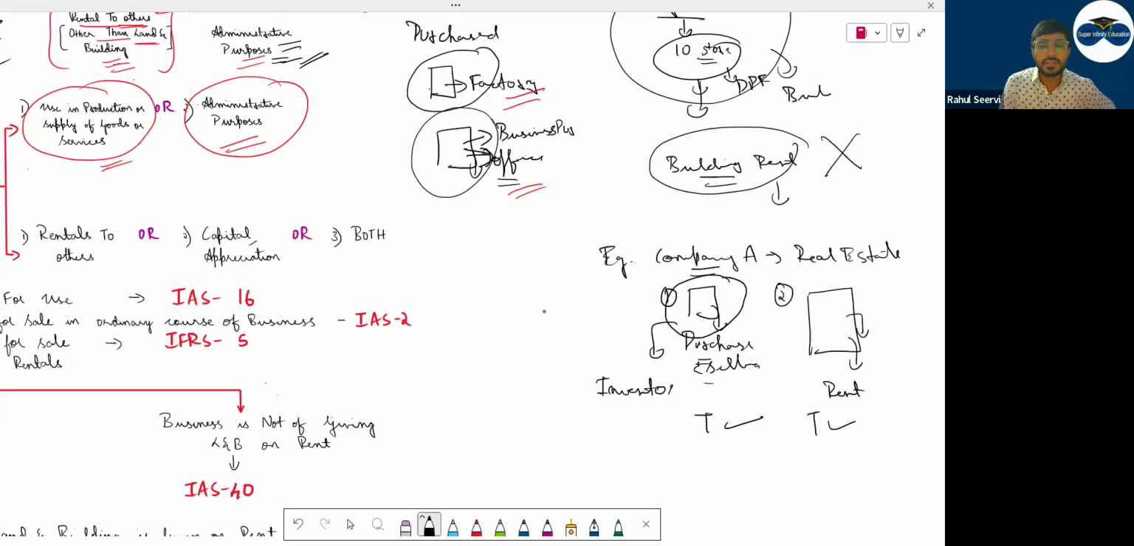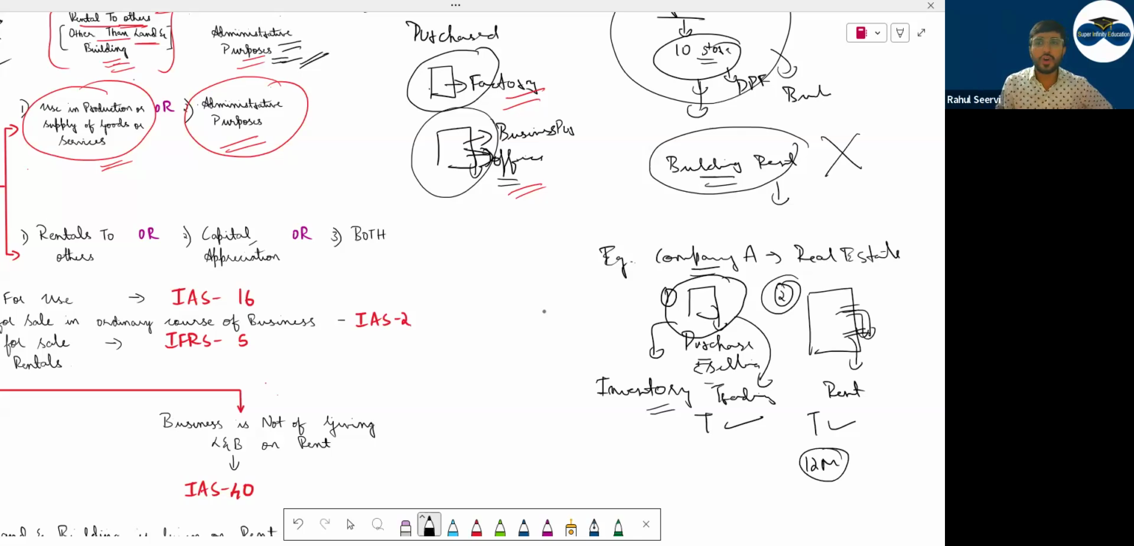Yes or no? That means, can I say this land is taken for trading purpose? So it will be under inventory. Second one, can I say this item is expected to be used for more than 12 months? Yes or no? I have purchased the land and building. I am saying that I will keep this for more than 12 months and I'll get the rental income. Yes, I am using it for more than 12 months.